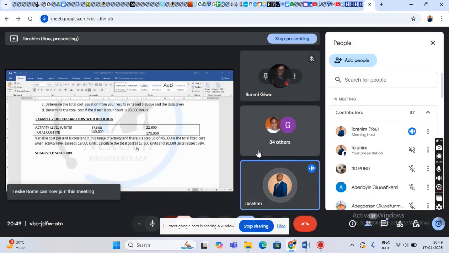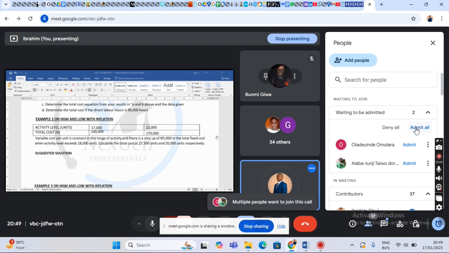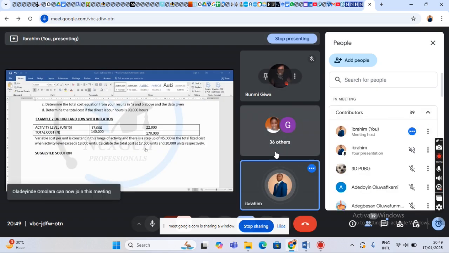We were told that the variable cost per unit is constant in this range of activity, and there is a step up of 5,000 naira in the total cost. Step up means there will be an increase in your total fixed cost when activity, that is when you produce, exceeds 18,000 units. What will make your fixed cost increase? It could be as a result of inflation, or as a result of an increase in production.